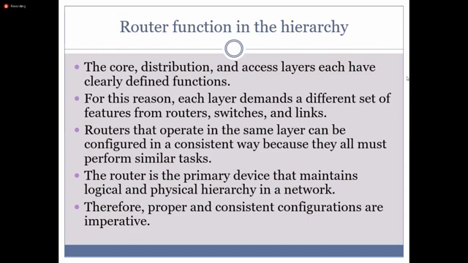So the core, distribution, and access layers each have clearly defined functions. For this reason, each layer demands a different set of features from routers, switches, and links. So each different layer has different routers, switches, and links.